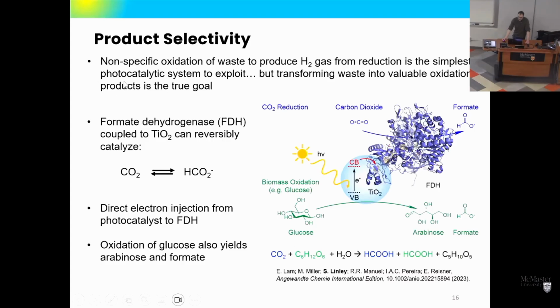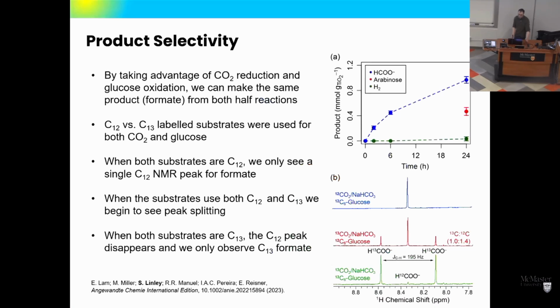And we're actually able to do the same product generation on the oxidation half of the reaction by doing direct oxidation of glucose over the TiO2, producing this arabinose and formate here as well. So this is quite interesting because we're able to do the same product generation on both halves of the reaction. And we were able to demonstrate that using kind of radio labeling.